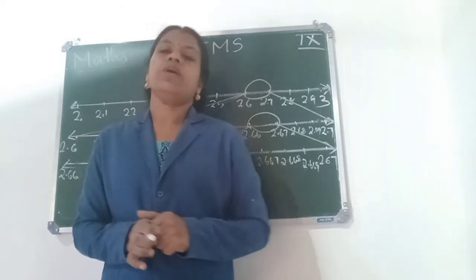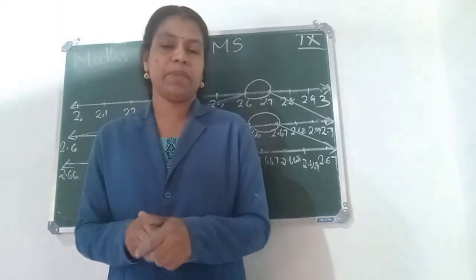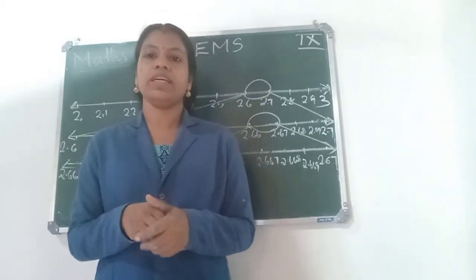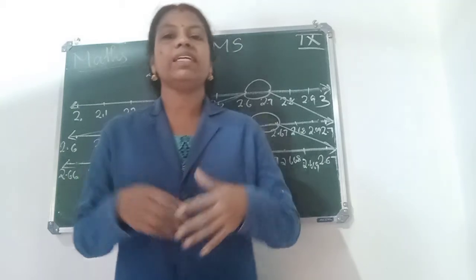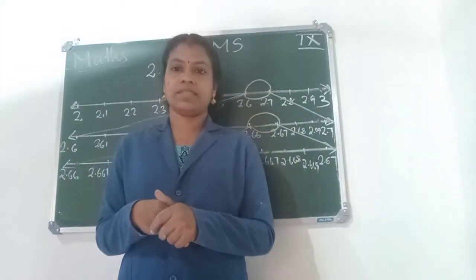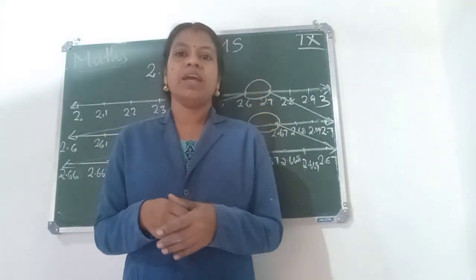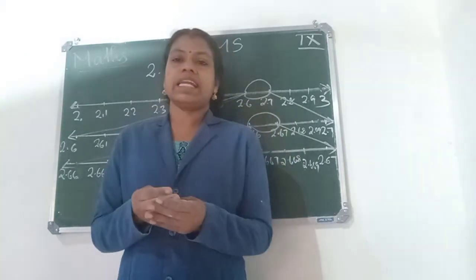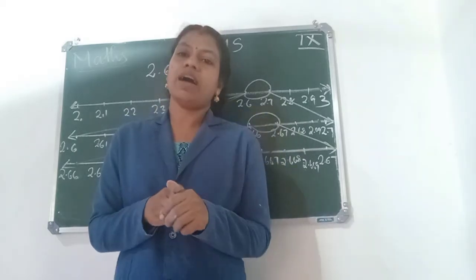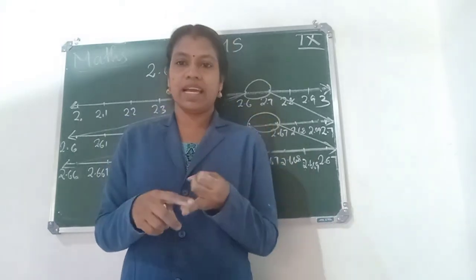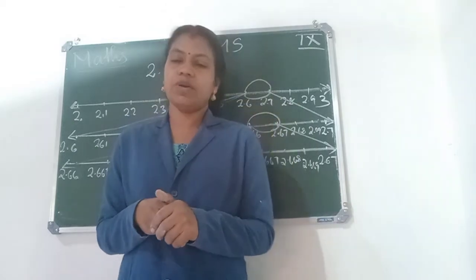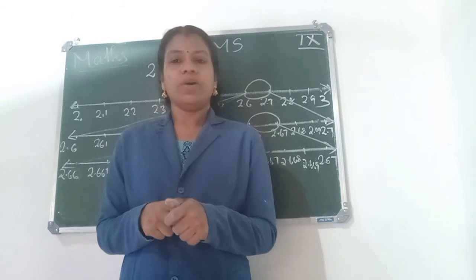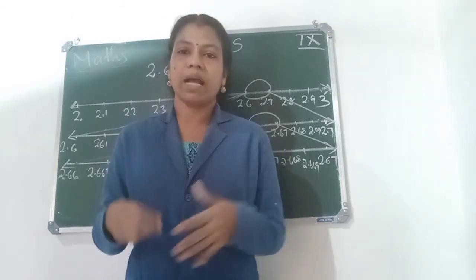Okay, clear? One more representation is in your textbook. This is the last topic in this chapter that we will discuss in the online class. We need a compass, so in the next class you must have a compass, scale, pencil, etc. That we will discuss in the next online class. That's all. So this chapter is over.